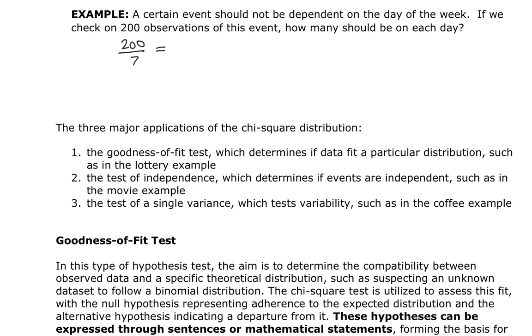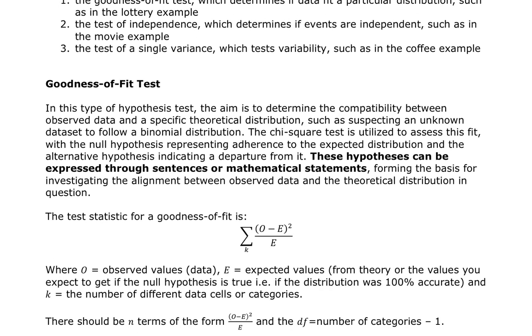The three major applications of the chi-squared are to see if the data fits a particular distribution, which we talked about, to test if variables are independent, which we'll do, and the test of a single variance. We won't do that in this class. The test of a single variance is not at this level of statistics; that would be at a higher level, so we're not going to worry about that. What we're going to do is look at the goodness of fit.